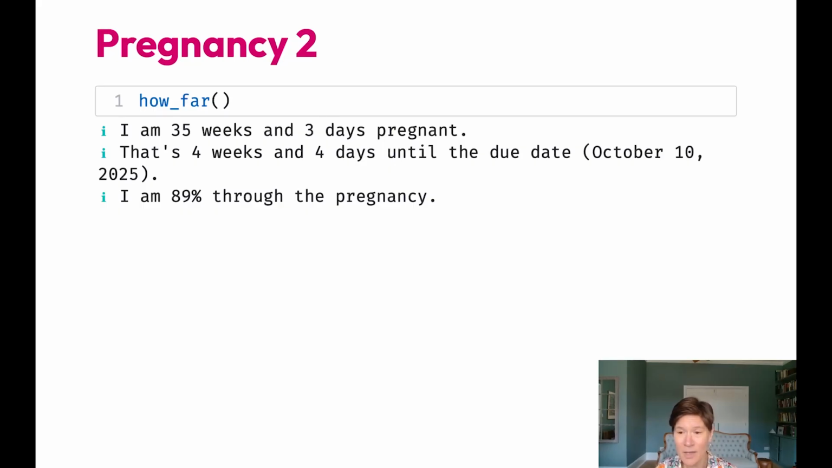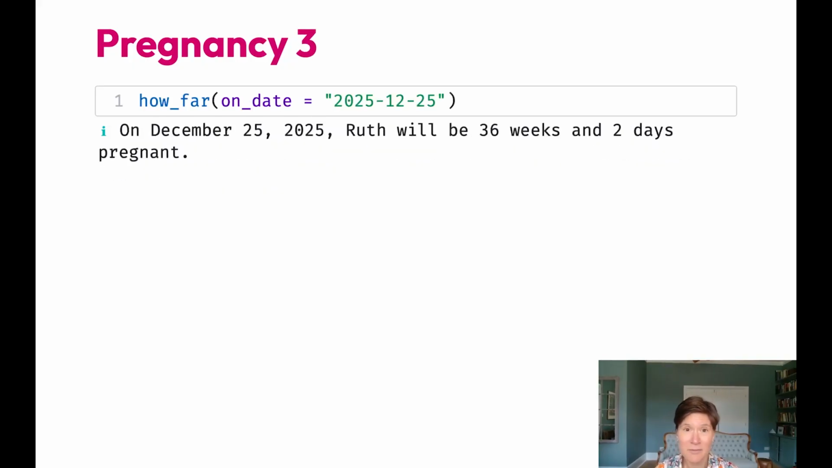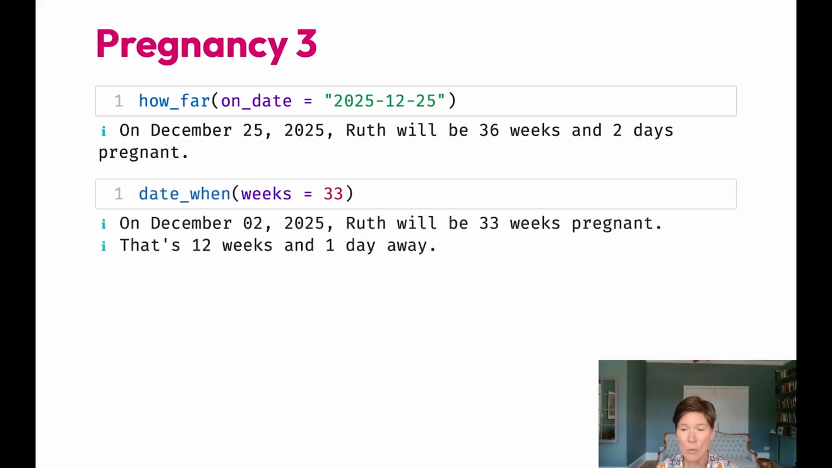What if you want to use this package not about you, but say, see your partner's name reflected in the messages? That's fine too. You can do that, and you can also do more complex date calculations that you might get in online pregnancy apps. So for example, how far a pregnancy is going to be on a given date, or the date when a particular pregnancy milestone is going to be reached.